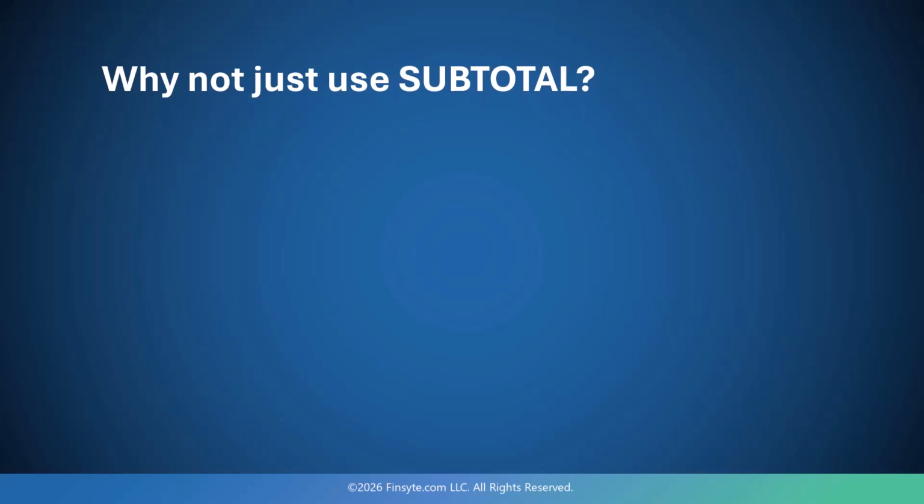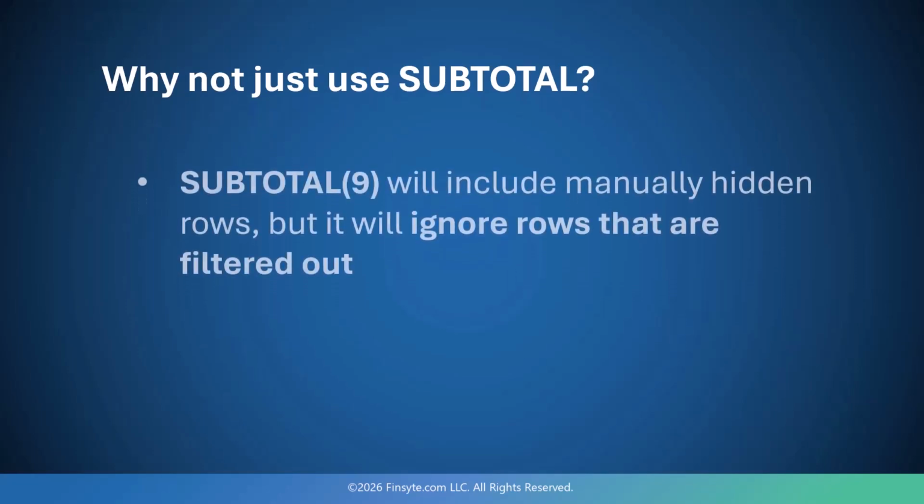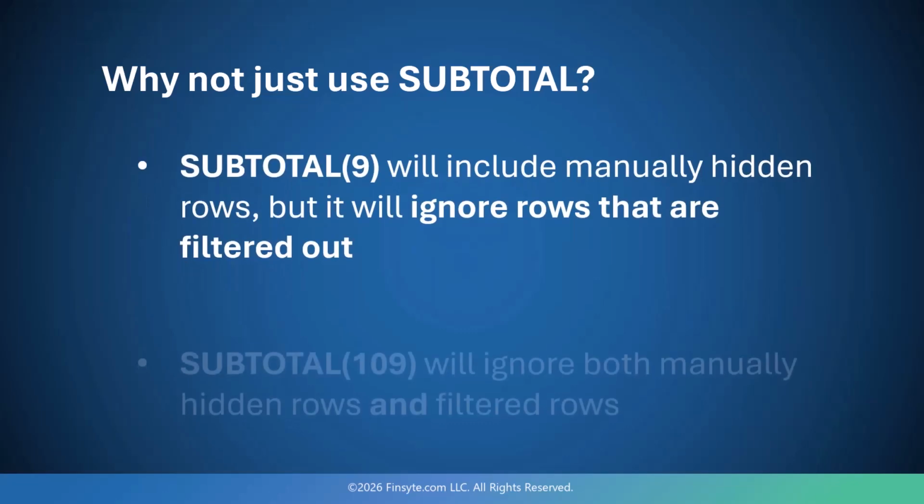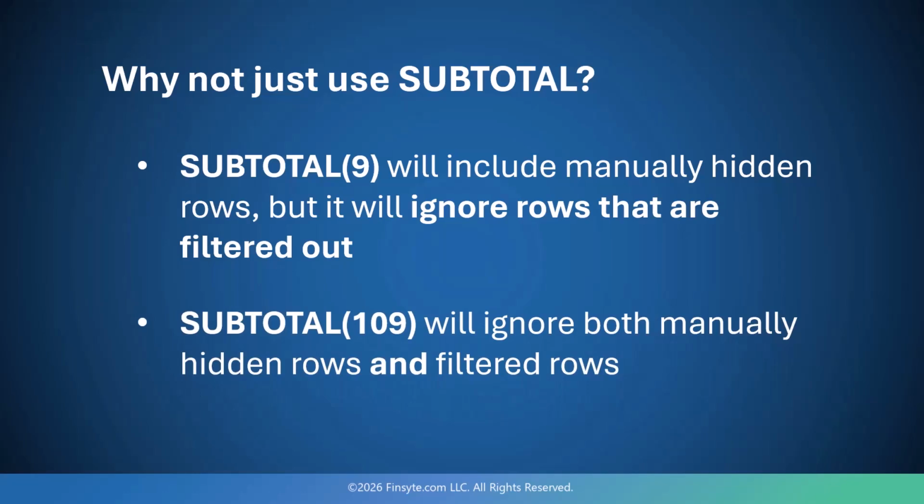With SUBTOTAL, you actually have 2 common options for summing data. SUBTOTAL 9 will include manually hidden rows, but ignore rows that are filtered out. SUBTOTAL 109 will ignore both manually hidden rows and filtered rows. So depending on which version you use, you're always excluding something. That means your totals can change depending on how the data is filtered or displayed. AGGREGATE gives you more flexibility. Instead of being locked into one behavior, you can control exactly what gets included or ignored.